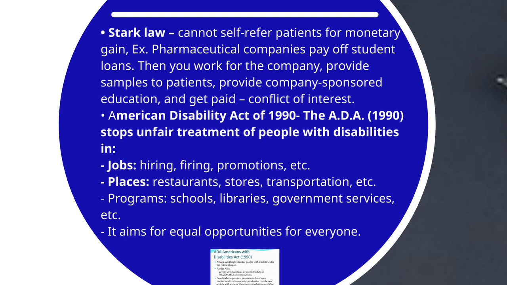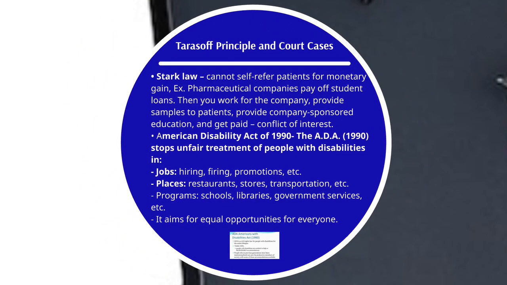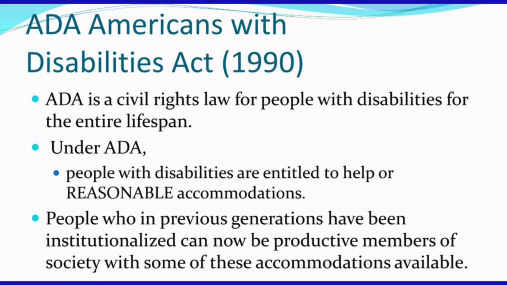So what kind of unfairness is the Americans with Disabilities Act trying to prevent? Job hiring, firing, or promoting due to a disability. Places can be restaurants, stores, and transportation, programs, schools, libraries, governments, etc. It aims for equal opportunity for everyone. So again, ADA, Americans with Disabilities Act, 1990. ADA is a civil rights law for people with disabilities for the entire lifespan.